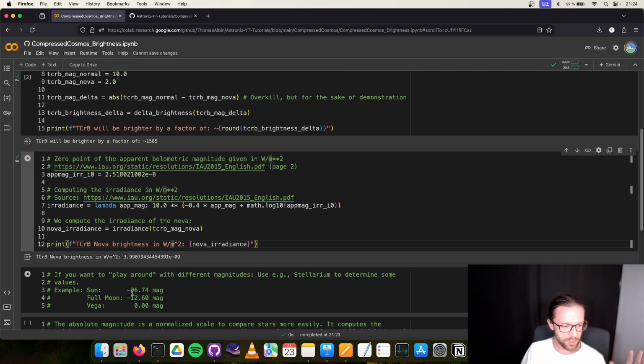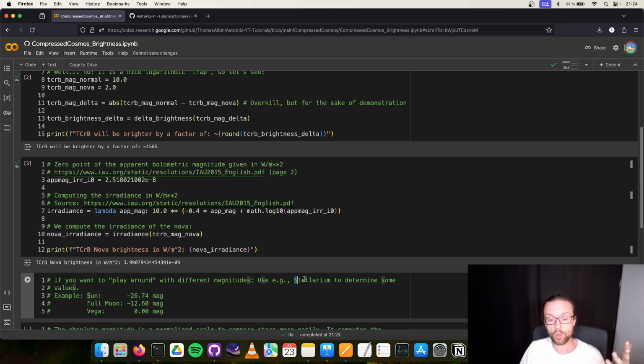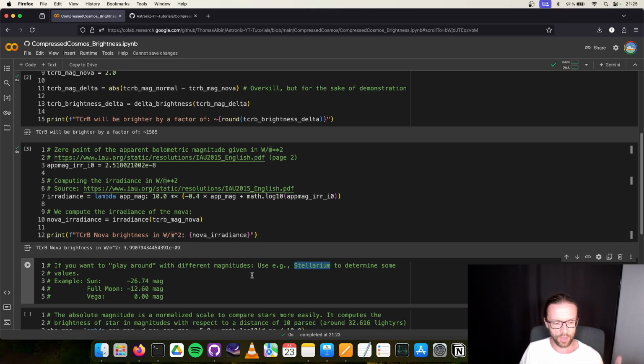Here are some other examples of other magnitudes if you want to compute them, like the sun with minus 26, the full moon or Vega, so you can also compare with these values. Just try it out, or go, for example, to Stellarium, click on some stars, get the apparent magnitude and convert it to this irradiance so that you get an understanding, a little bit better feeling, of what these numbers are all about.